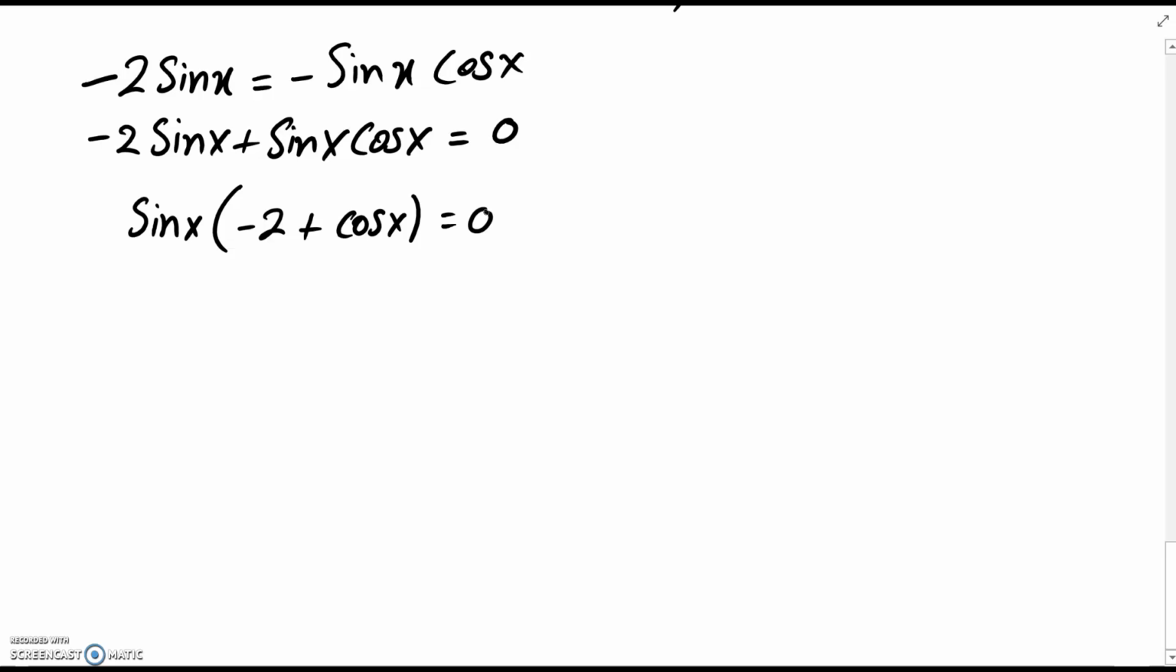Now here you can apply the zero product property. It's going to be sine x equals 0, and the other one is negative 2 plus cos x equals 0. This will become cos x equals 2.